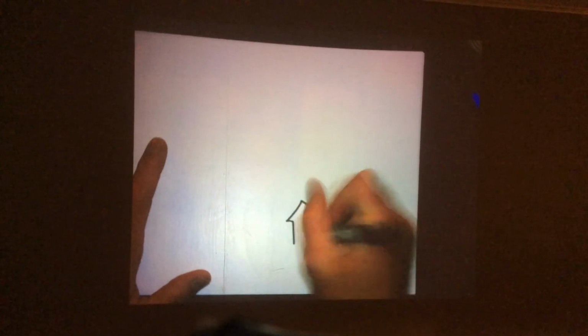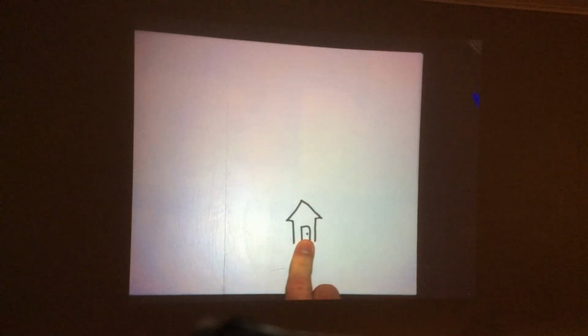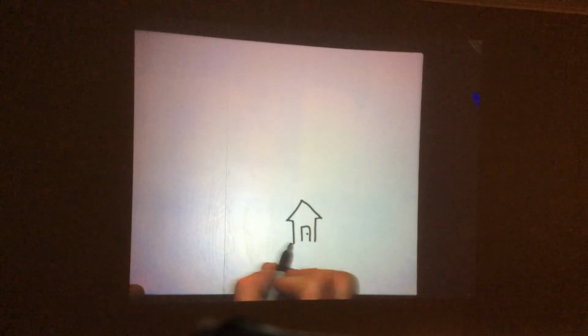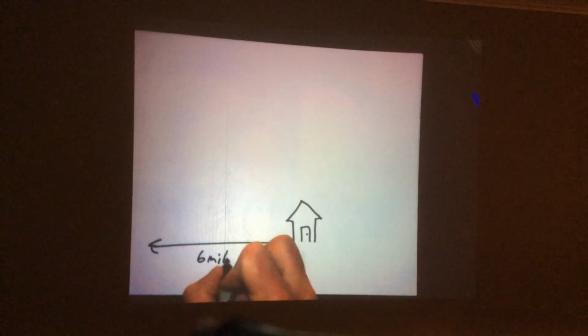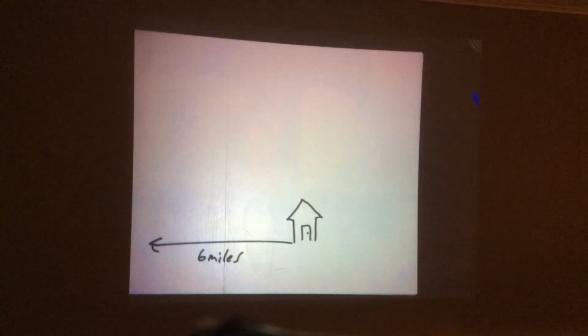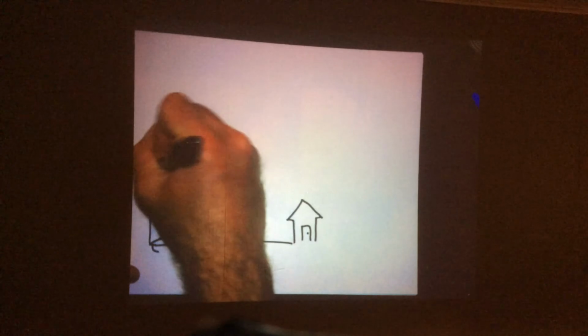So, I'm gonna give Maria a house. Pretty plain house. Now, she walks out this door. Sounds like she's running far. Maria leaves her house and runs west for 6 miles. All right. She ran west. And I know she went 6 miles. What does she do next? She turns north and runs 5 miles. Oh, but she's sweaty.